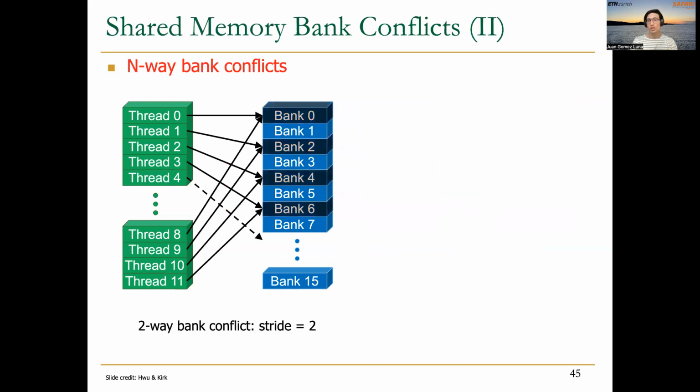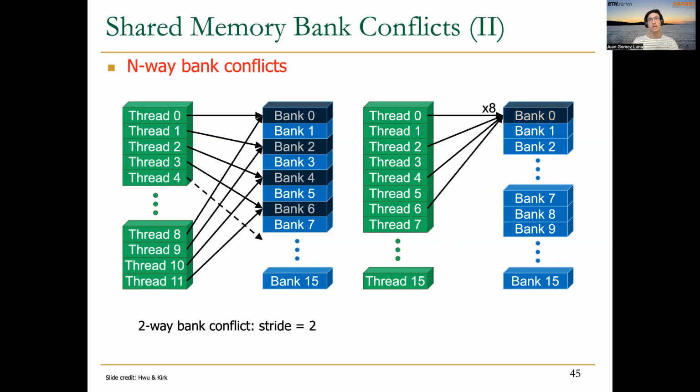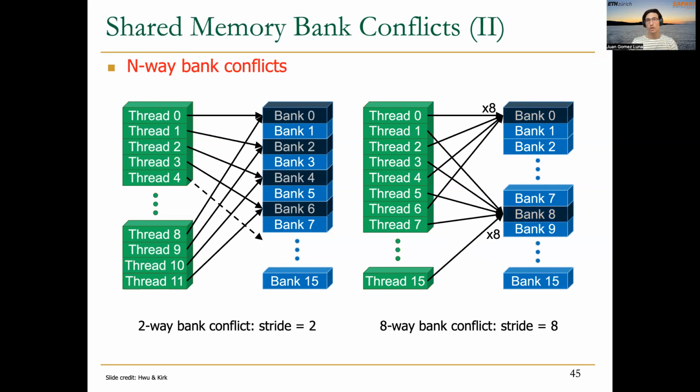For example, if our stride is 2, what will end up happening is that thread 0 and thread 8 will access values in bank 0. Basically, what this means is that we will need twice the latency to access the data from the shared memory. And this can be even worse. Imagine that the stride is 8, and in this case, we are going to have an 8-way bank conflict.